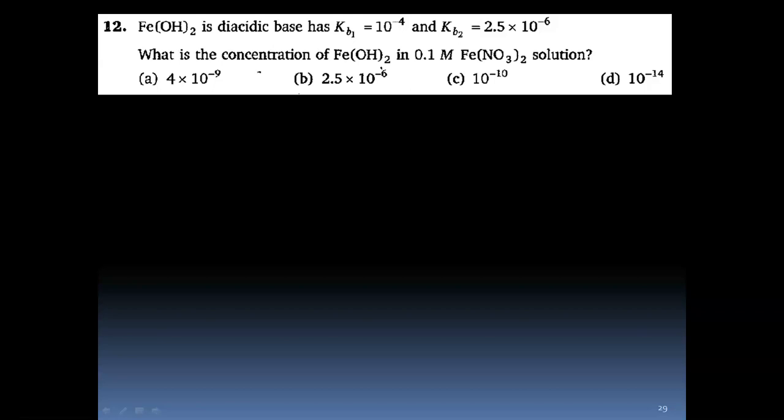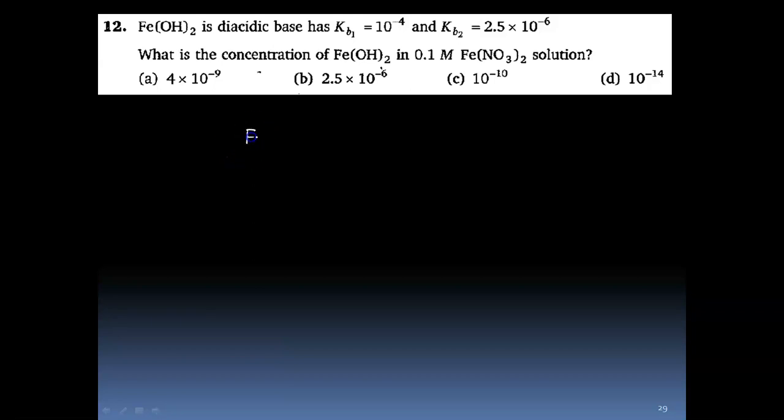Hello. Now this is a question where it says that Fe(OH)2 is a diacidic base, has a Kb1 value of 10 raised to power minus 4 and a Kb2 value of 2.5 into 10 raised to power minus 6. The question says, what is the concentration of Fe(OH)2 in 0.1 molar Fe(NO3)2 solution?